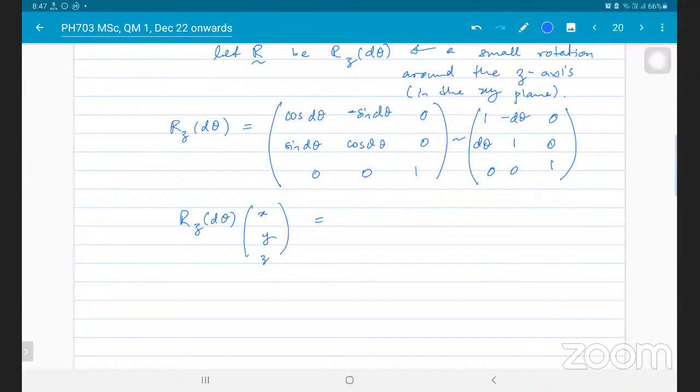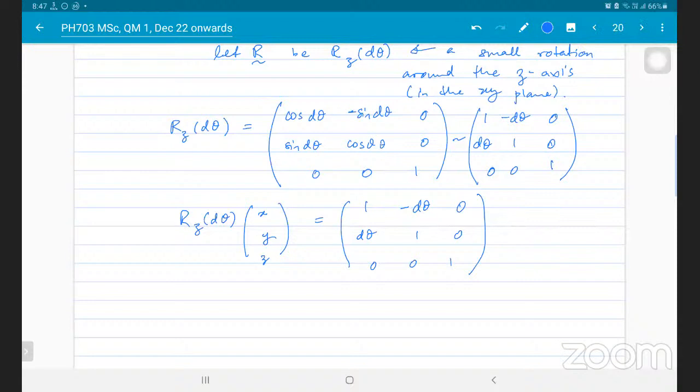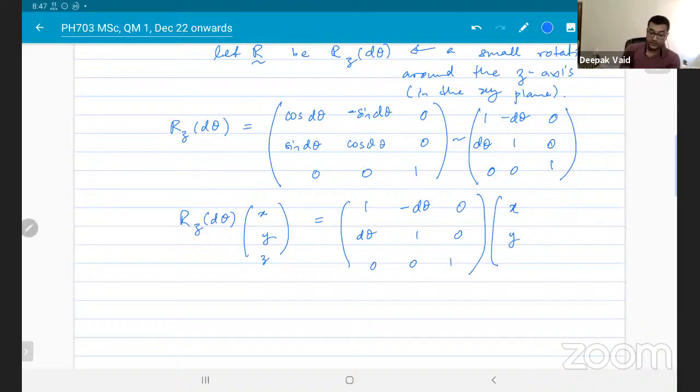Yes, sir. So what is the effect of this? Let's see, 1 minus d theta, 0, d theta, 1, 0, 0, 0, 1. You are understanding now how these steps work, I hope. R of z d theta is this. Since d theta is some small number, I can write cosine as 1 and sine theta is approximately theta. So this thing acts on x, y, z.